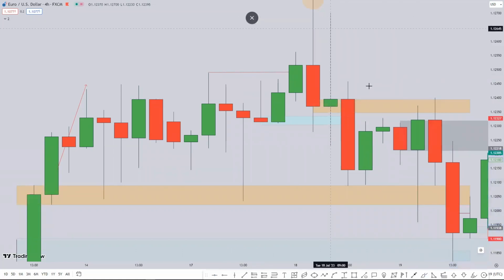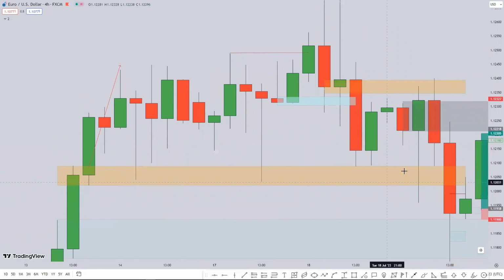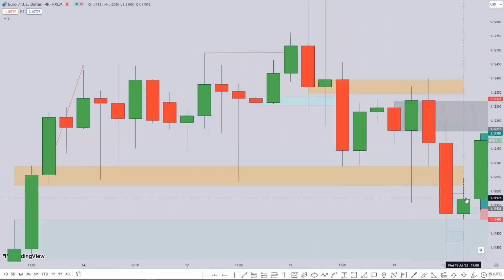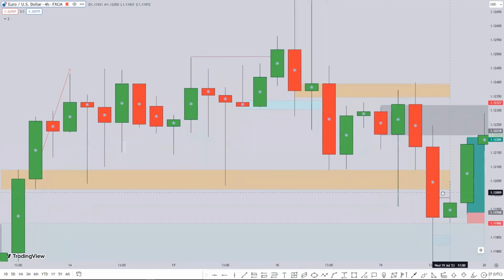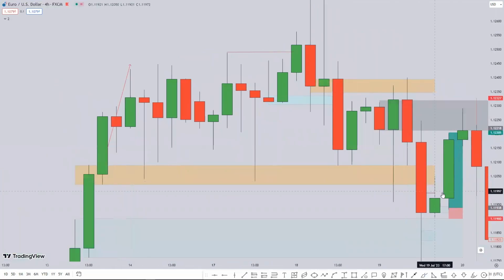But it did what? It wicked, it gave what? A wick in this area, followed by what? Another bullish candle, by another bullish candle. So if you go to the smaller time frame, I took this trade on a smaller time frame based on the analysis I did over there.